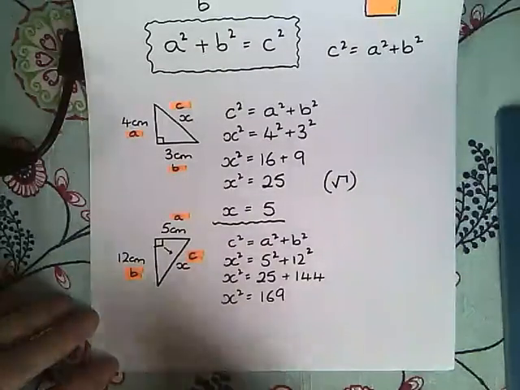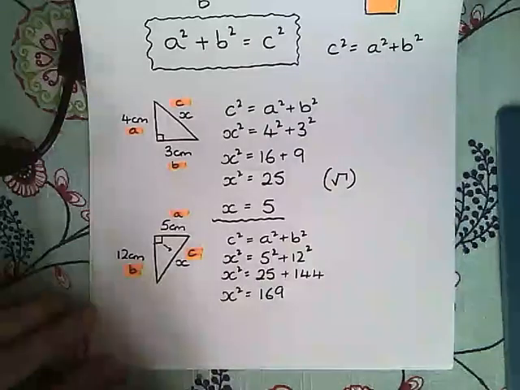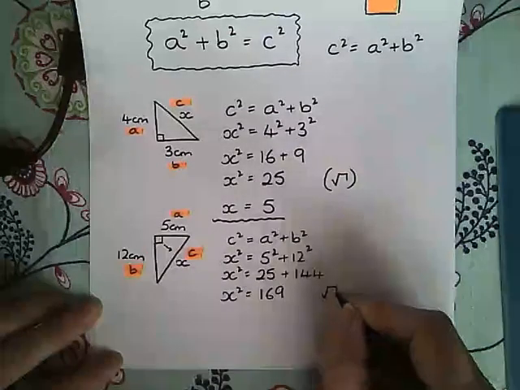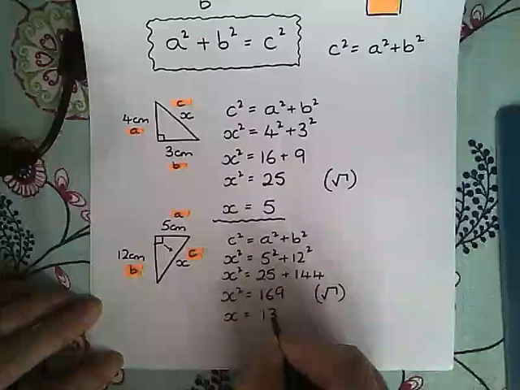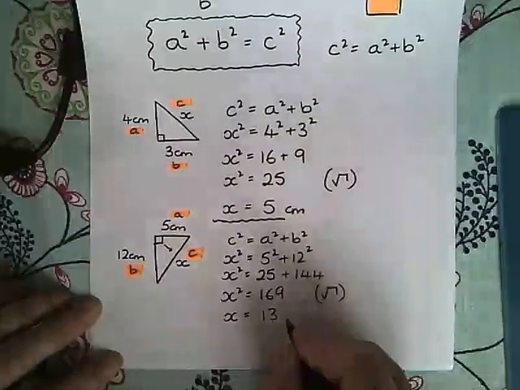And remember, to find out what x is, undoing a square, we square root everything. So that leaves us with x is equal to 13, and I should have put my units on there, 13 centimetres.